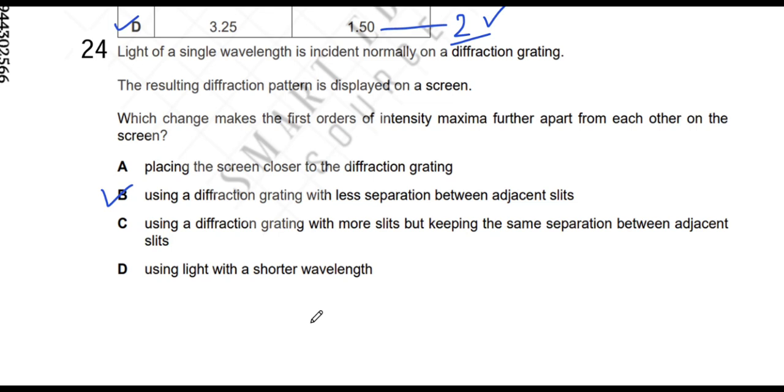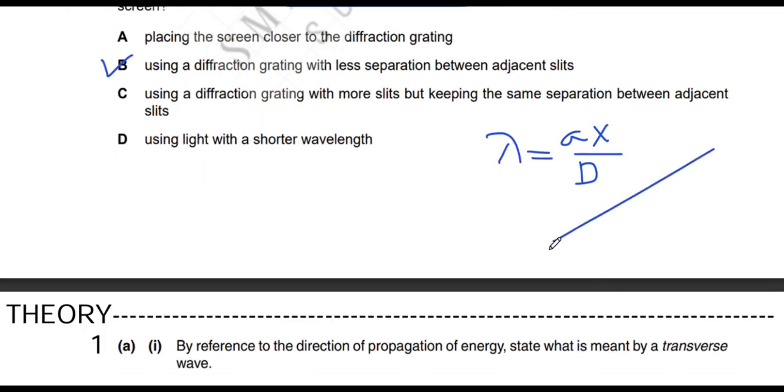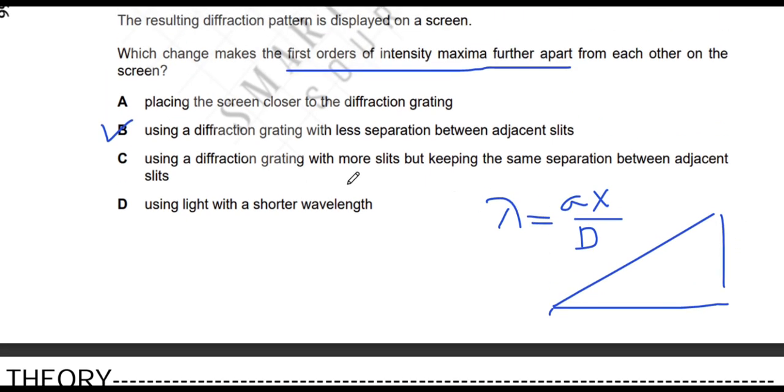If you see question number 24, it's a simple question. If you want to increase the first order intensity maxima further apart, according to the formula lambda equals a x divided by D, where x is the distance between the fringes, you have to increase the wavelength. But in option D they use a shorter wavelength, so it's not correct.